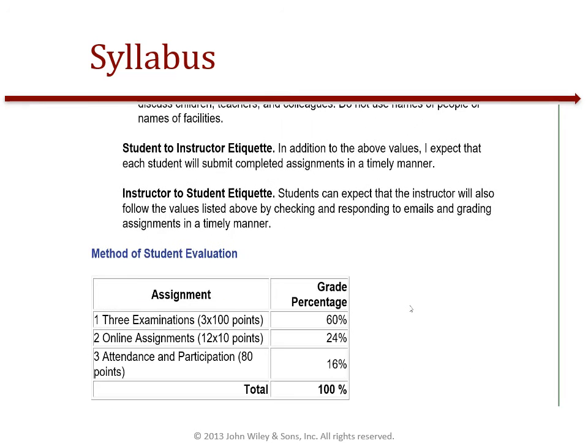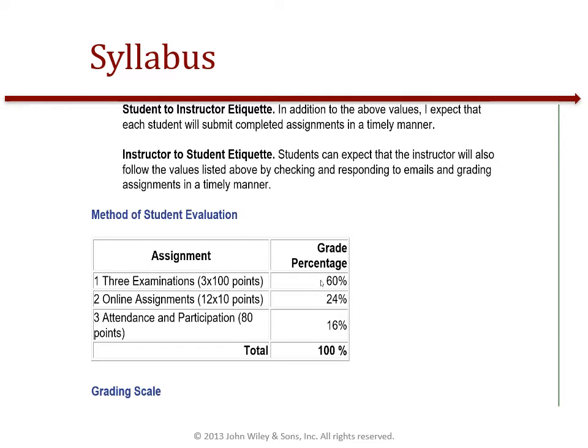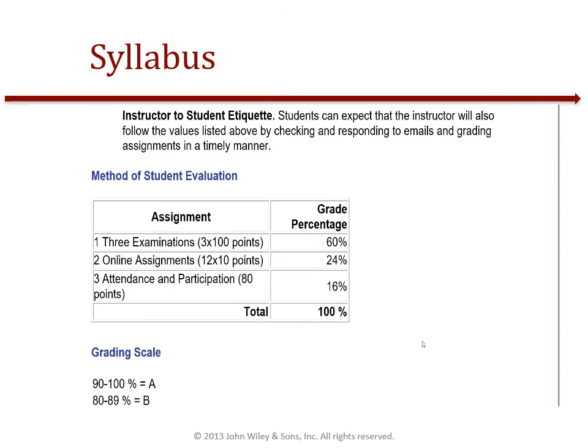All right, so there's 3 examinations, as I mentioned. The online assignments comes to 12, and that's going to be 24%. Attendance and participation is going to be the 80%. And then even after that, you'll have extra credit because I go beyond the 80% of the 80 points for attendance, as I mentioned earlier.